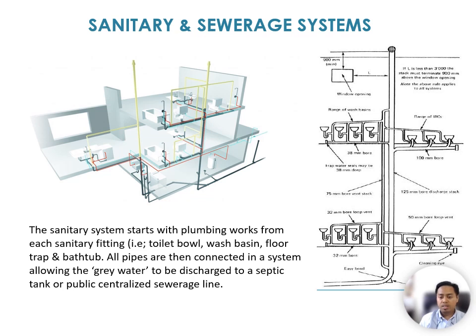Here you can see two stacks of pipes. The first one is the discharge stack. This is where all the WC or the toilet bowls and other fittings are connected. And the grey water is channeled through the discharge stack to the septic tank.